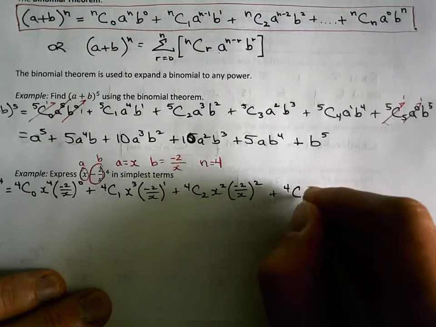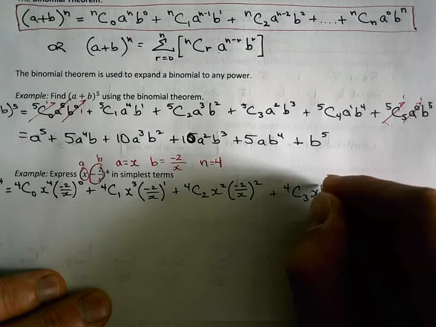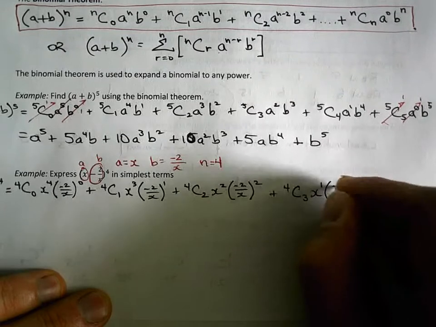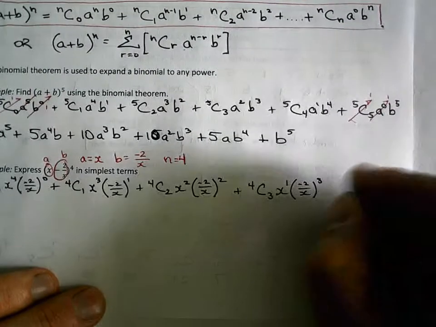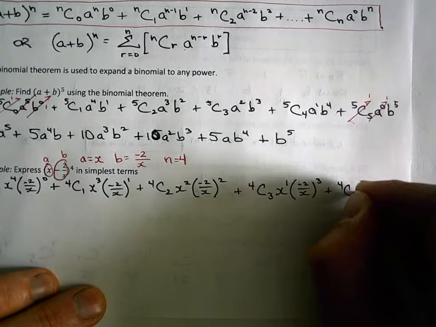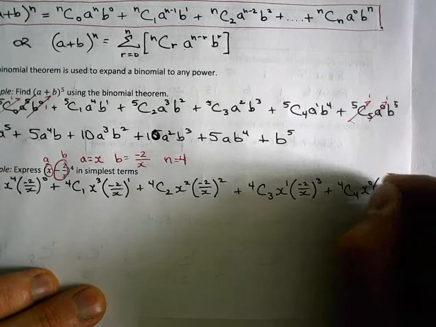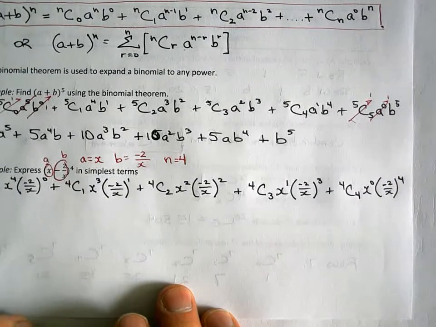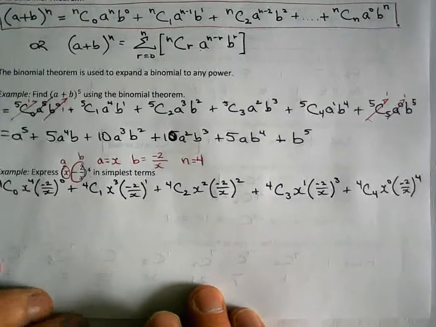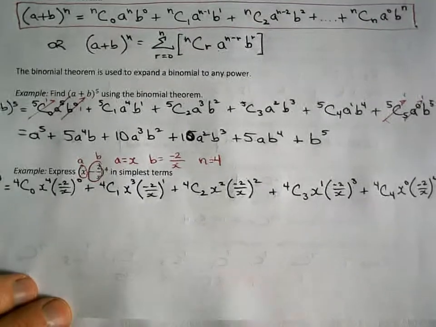4 choose 3. x to the power of 1. Negative 2 over x to the power of 3. And finally, 4 choose 4, x to the power of 0, negative 2 over x to the power of 4. Now, we're done using binomial expansion. I just have to clean things up.